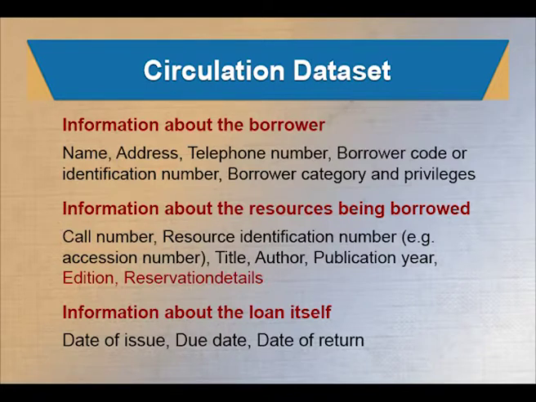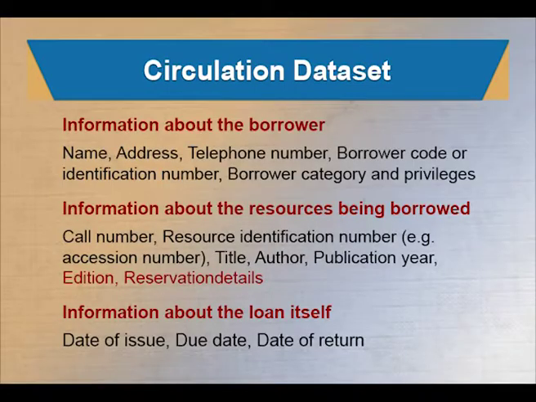Now, information about the loan itself is also a very important data set: date of issue, due date, date of return. Here, the borrower data set comes from the member table, the resource data set comes from the catalog data sets, and the loan data set can be generated automatically. That is the date of issue of the book, the due date on the basis of the privileges given or the circulation rule framed, and the date of return, which is also calculated automatically by the ILS or library automation software.